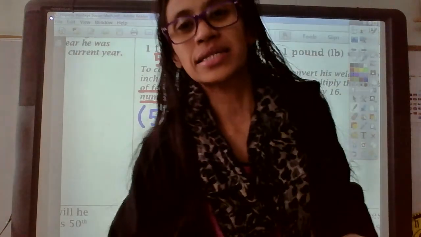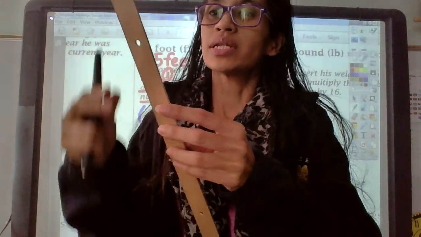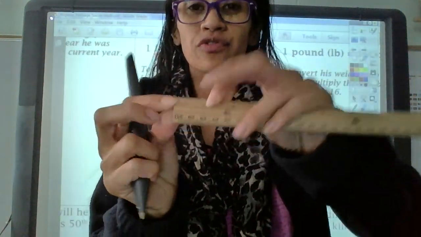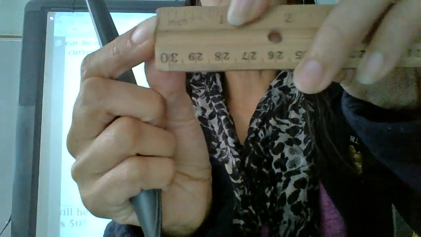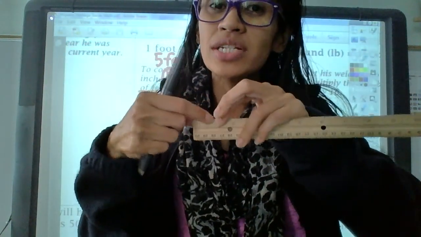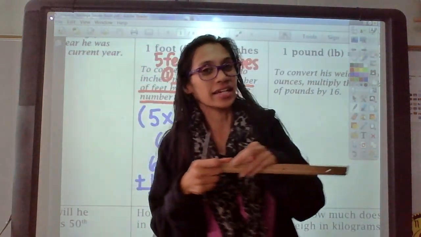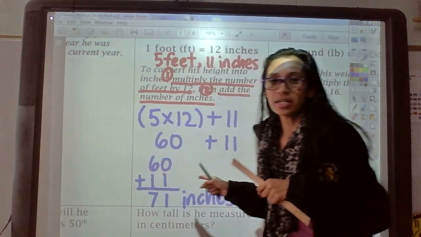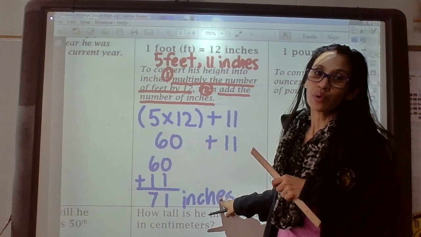And what that means is, if I took a ruler, let's see, where's 1 inch? From 0 to 1, do you see that 0 to 1? He is 71 of those. So if I counted 71 inches, that's how tall he is. Okay? Are you good on that? Make sure you write your unit down, okay?